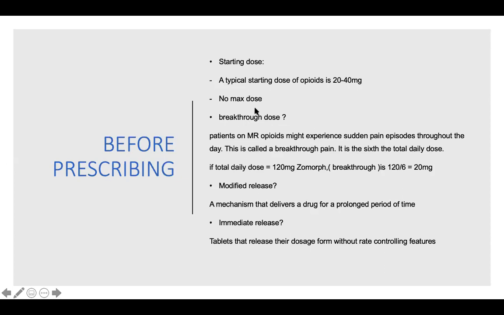So to work out the breakthrough dose, it's the sixth of the total daily dose. So if I take 120 milligram daily and I experience a breakthrough pain, divide the total daily dose by 6. So 120 milligram divided by 6 is 20 milligram. So for any breakthrough pain, for any new pain, I should take 20 milligram. Okay? Modified release means a drug is delivered for a prolonged period of time. Immediate release means immediate action.